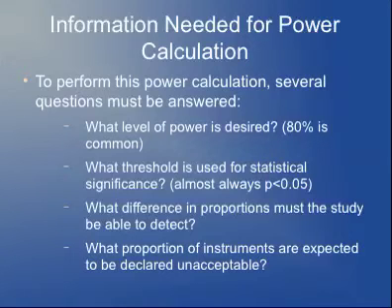Anyway. The next question is, what threshold do you want to use for statistical significance? In practice, it's almost always 0.05. And then, what difference in proportions do you want the study to be able to detect? If the reprocessed instruments are no more than 5% worse than the new ones, would that be considered okay? What if they're no more than 10% worse? The other question is, what proportion of instruments are expected to be declared unacceptable? Because you'll see in a second that the power calculations depend on that as well.